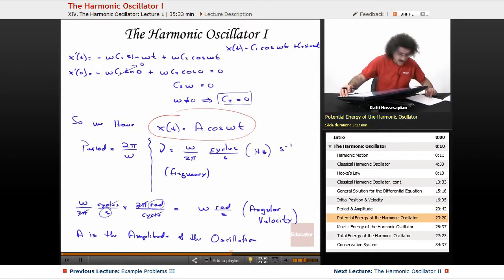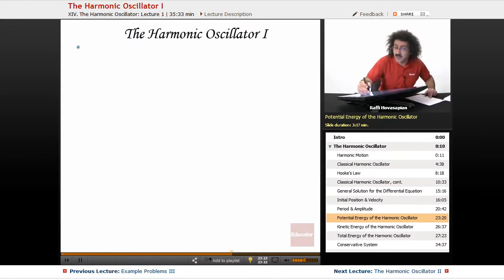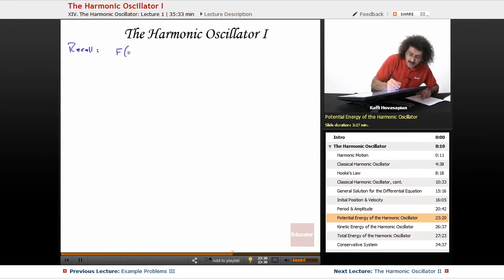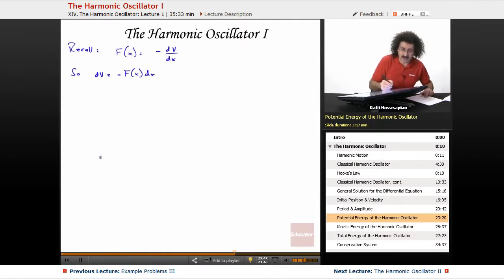Okay. Now, recall from physics. Let me go back to blue here. So recall from physics that a force is equal to minus the derivative of the potential energy. So dV equals minus f of x dx. So if I want the potential energy, it equals minus the integral of f of x dx. I just integrate that equation.